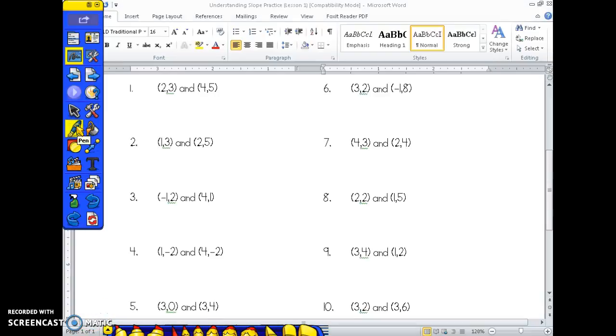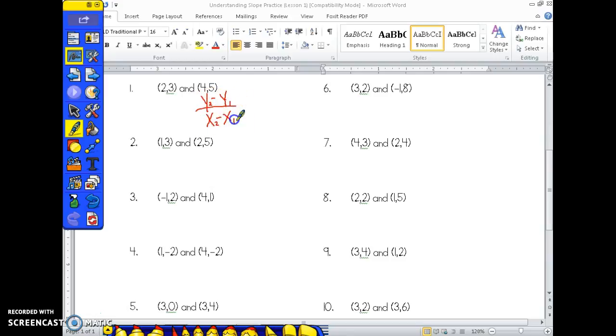Finding the equation when you are given 2 points. We're going to look at 6 through 10. The first thing you do is you find the slope. When you find the slope between 2 points, it is y minus y over x minus x.